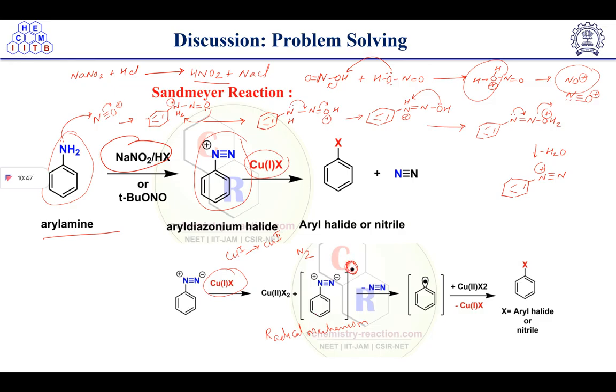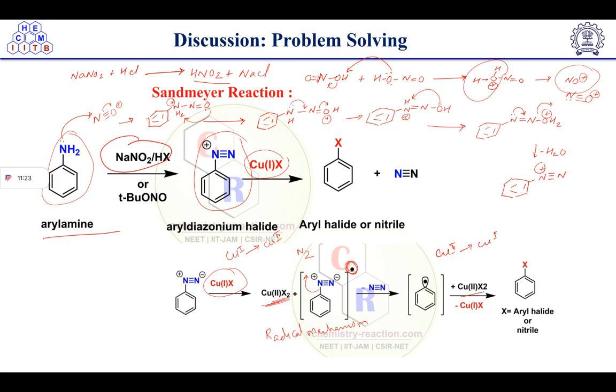Okay. And copper will become in +2 oxidation state. After this one, we know that this diazo is a good leaving group, so this will get knocked out, and we will get here the phenyl radical. Okay, after getting this phenyl radical, we have halogen, which is in the copper 2 complex we have seen here, right? So halogen donation will take place. So here copper 2 will get converted to copper 1.